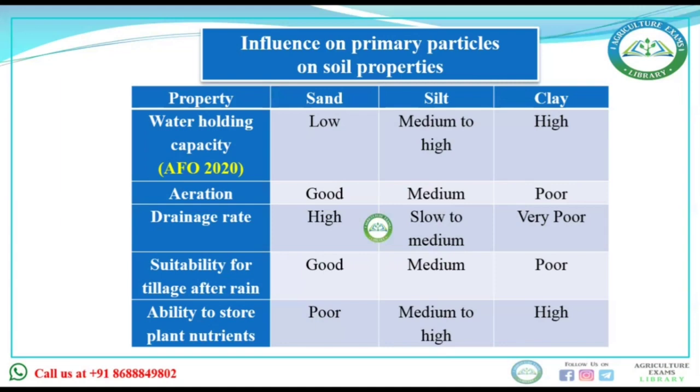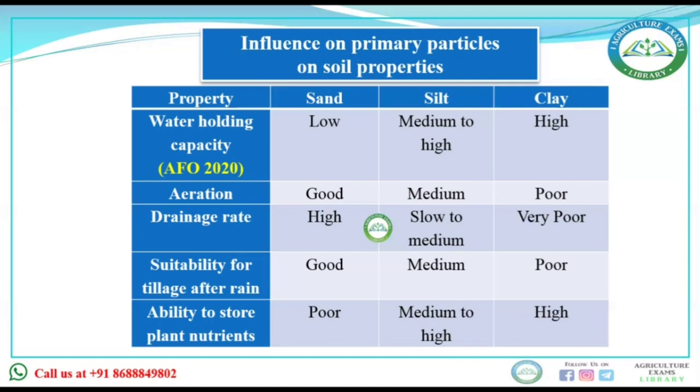Aeration means exchange of gases between the atmosphere and the soil and within the soil. In sand it is good because the constituent particles are apart from each other. It is medium in silt, and in clay it is poor due to compact nature. Drainage is the natural process in which water moves across, through, or out of the soil under gravity. Due to the distance between particles, drainage is high in sandy soil, low to medium in silt, and very poor in clay.